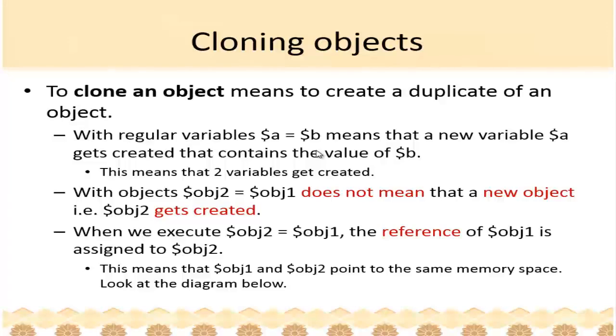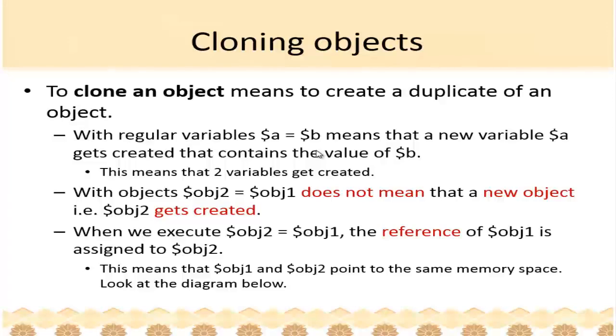Both of them will be pointing to a separate memory location. A copy is what will happen if you do the same thing with the two objects. If you do this, object 2 is equal to object 1, both of them will point to the same object. So only references are copied. You are already familiar with this.